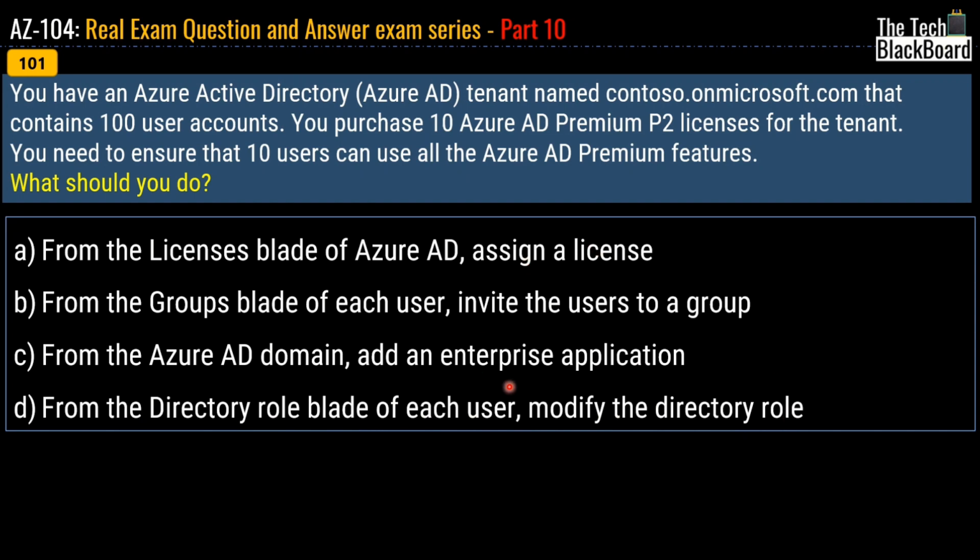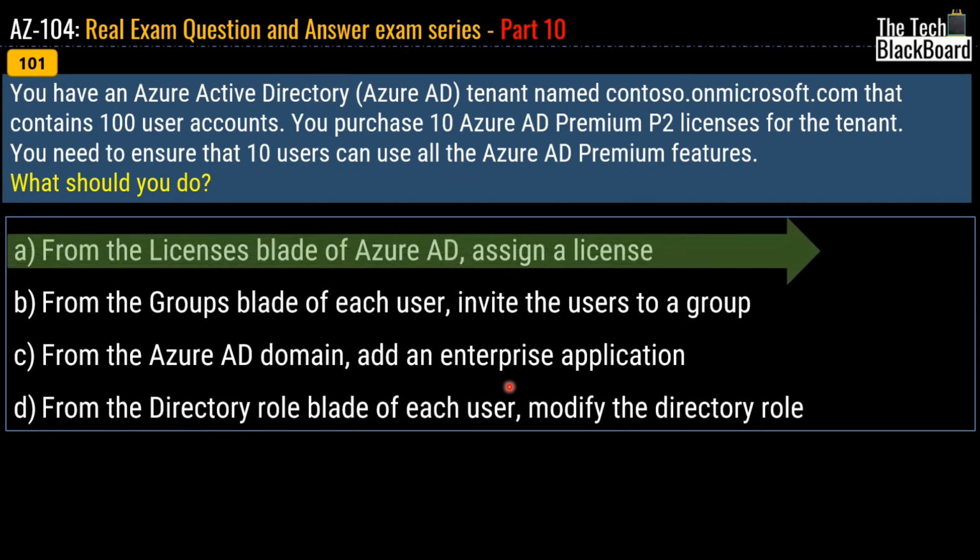Now let me first give you the correct answer and then I will take you to the Microsoft documentation and also show how to do this in Azure portal. So the correct answer for this question is option A, from the licenses blade of Azure AD assign a license. Now let's go to the Microsoft documentation.